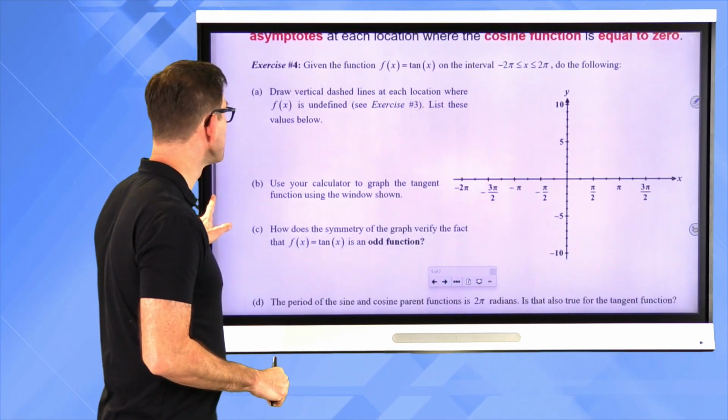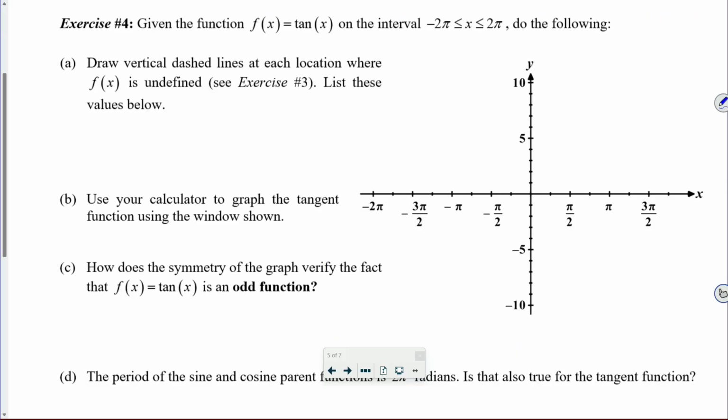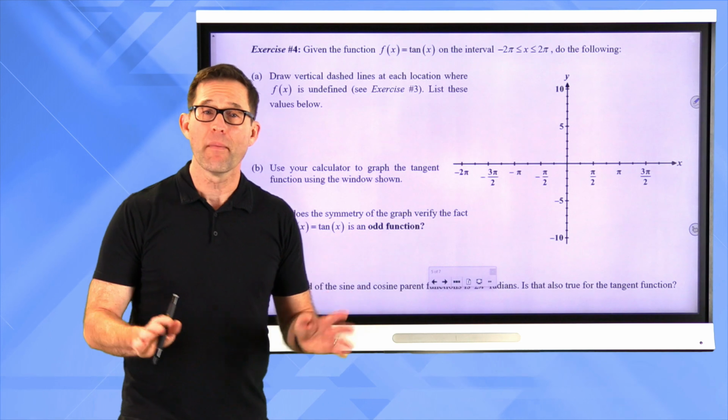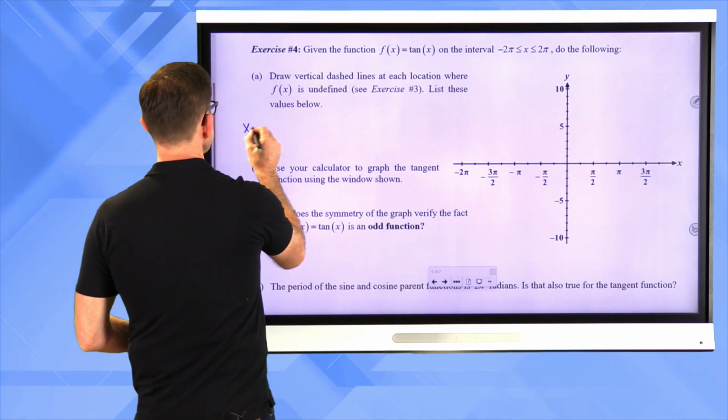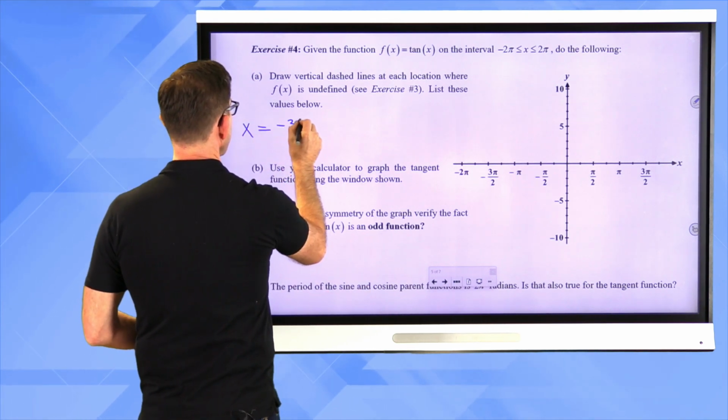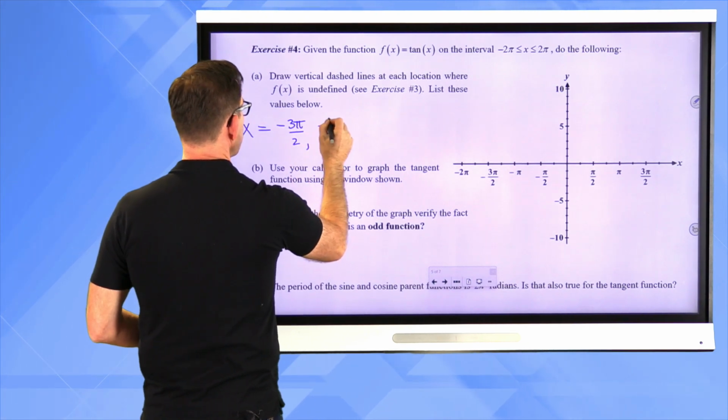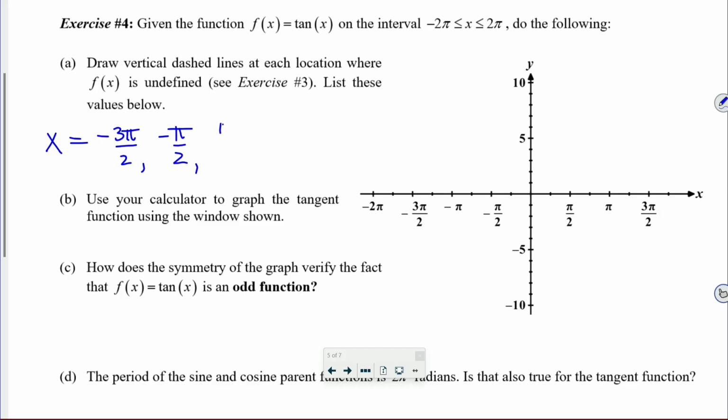So let's take a look at exercise number 4. Given the function f of x equals tan x on the interval negative 2 pi is less than or equal to x is less than or equal to 2 pi, do the following. Letter A. Draw vertical dashed lines at each location where f of x is undefined. List these values below. All right, so remember what we just saw was that tangent was going to be undefined at negative 3 pi over 2, at negative pi over 2, at pi over 2, and at 3 pi over 2.